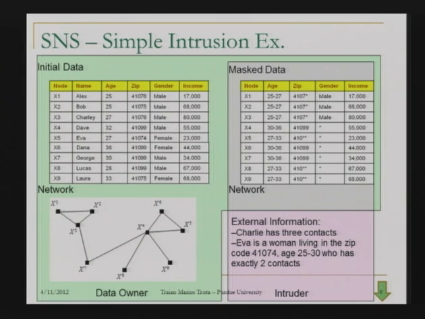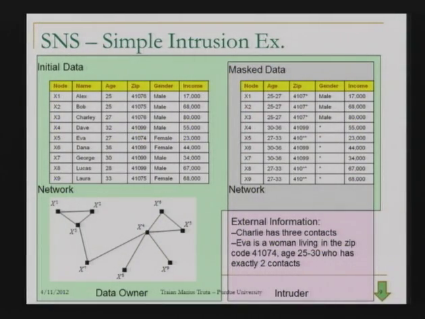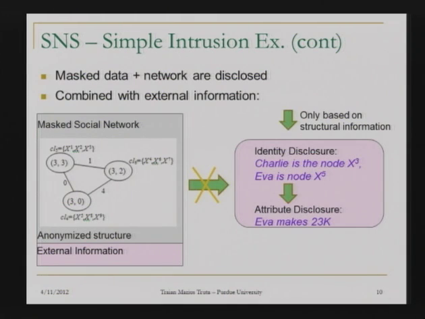Having this information about Charlie and Eva reveals something about their network structure. Charlie has 3 contacts. That means Charlie can only be X3 if you look at the network, because the only node with 3 contacts is X3. Eva has 2 contacts. Eva can be X1, X2, X5, or X6. But going now to the profile, we can still reveal more about Eva, because we already limited our search to those individuals with two neighbors, or 2 contacts.